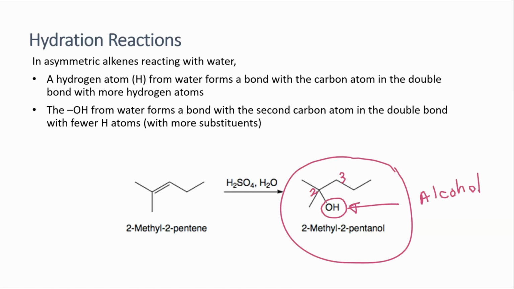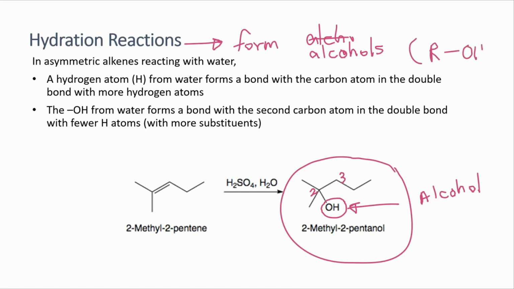This is very important. Every time, hydration reactions form alcohols. Alcohols are the ones that contain this hydroxide group. We have another topic on alcohols, so we will talk in detail in that topic. So for now, just remember that hydration reactions will convert alkenes into alcohols.